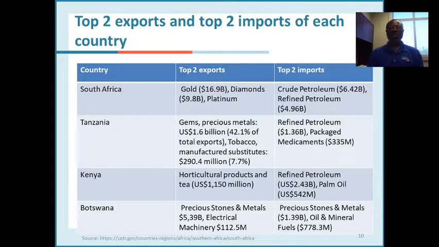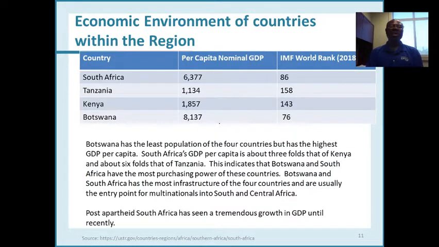Interestingly, they export both precious stones and metals and import them, kind of indicating that they act as a transshipment area, or a place where they buy precious metal from neighboring countries and process it for further sales overseas. Now, looking at the economic environment of the countries, I look in particular at the GDP per capita.